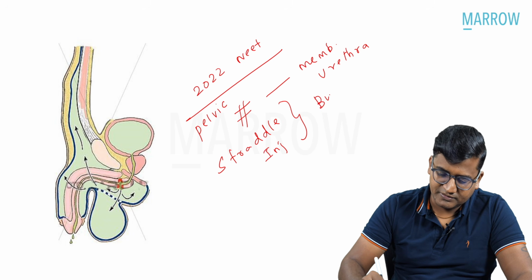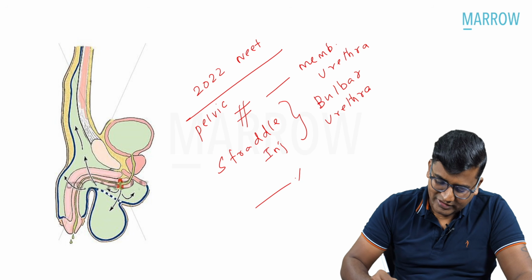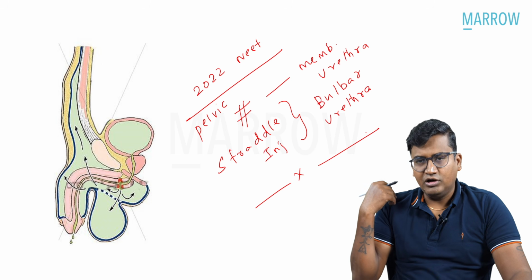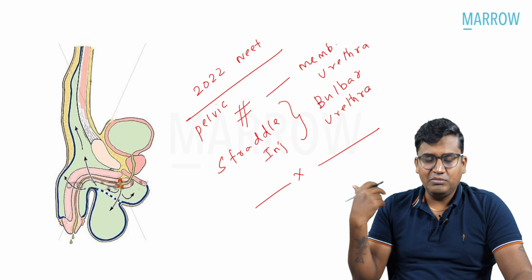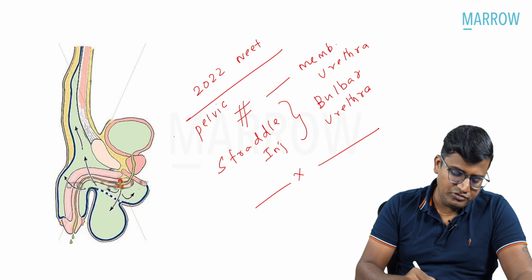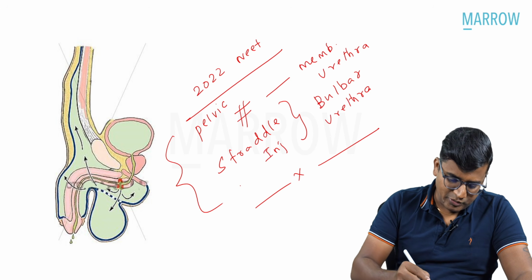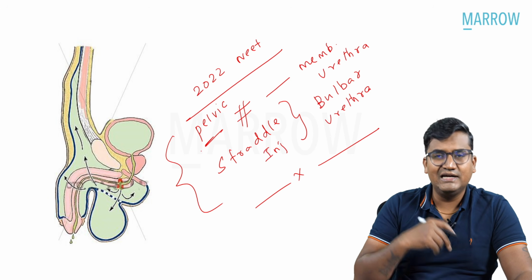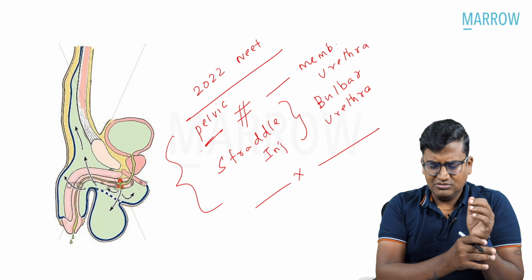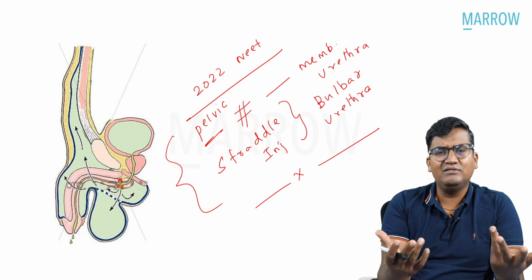bulbar urethra rupture. So you should not forget this basic point. Whenever they want to ask any question about bulbar urethral injury or membranous urethral injury, they will usually go by this clue. In the 2022 NEET exam, they gave this clue. They gave one image also, but a very easy question. They gave the words pelvic fracture.